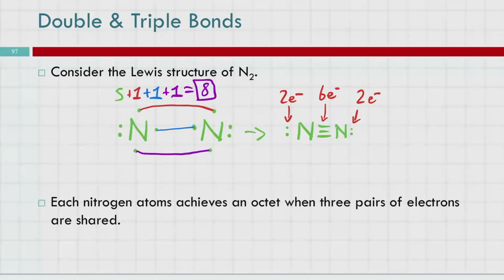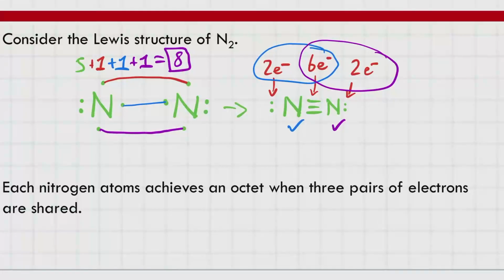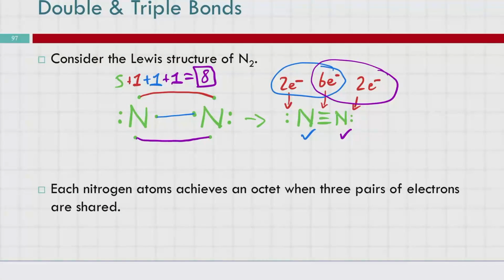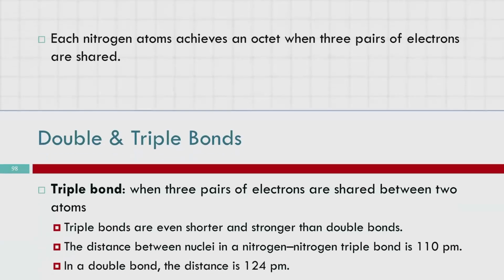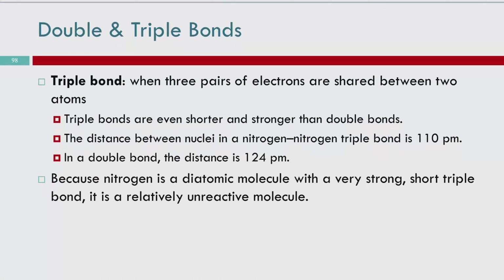So our nitrogen on the left has 8 electrons. Our nitrogen on the right also has 8 electrons. So they are both happy. They've got their full octets. Crazy things are happening. So we've got our octets. They've got their 8 electrons. And that is a triple bond. A triple bond is when 3 pairs of electrons are shared between 2 atoms. A pair, of course, being 2 electrons.